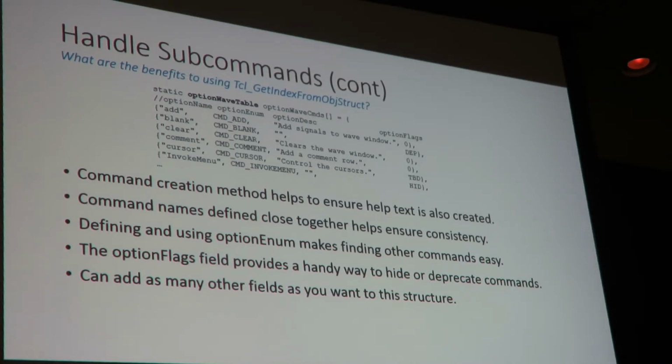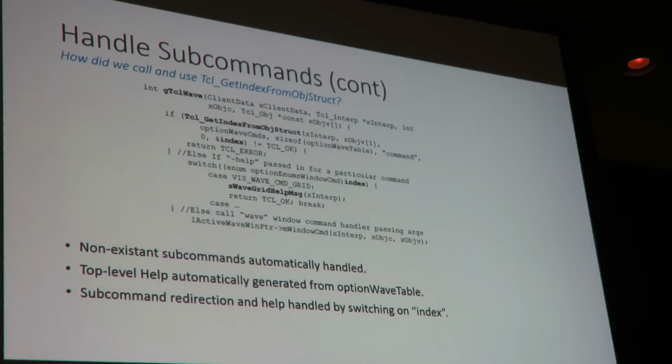And the Tcl get index from obstruct kind of passes that along as it's parsing the command. So this was the real key. If you just remember anything from this, it's that doing commands to control your GUI is a good thing, and this Tcl get index from obstruct is a key routine to use to help you organize your commands for your tool.